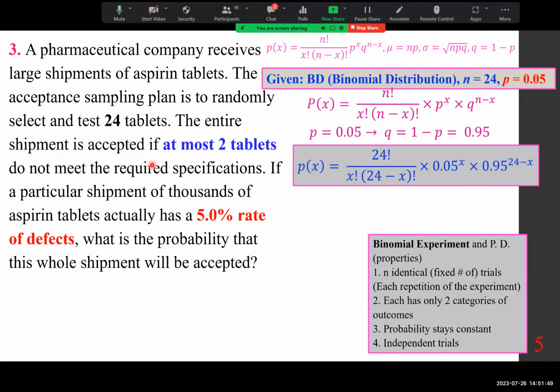If at most 2 tablets, that means a probability of x less than or equal to 2. At most 2 tablets. That means when x is 0, it's okay. When it's 1, it's okay. When it's 2, it's okay, but no more. This is the meaning of at most.